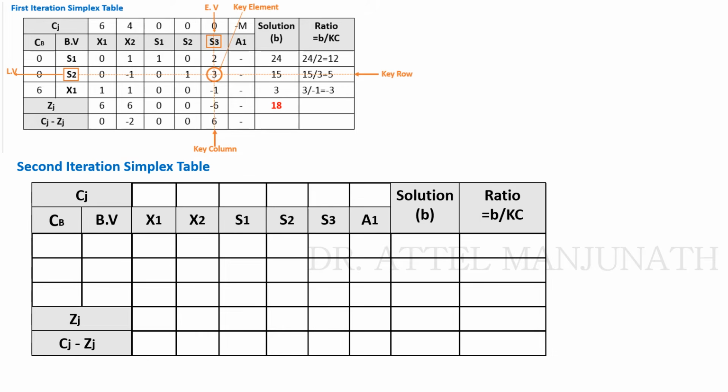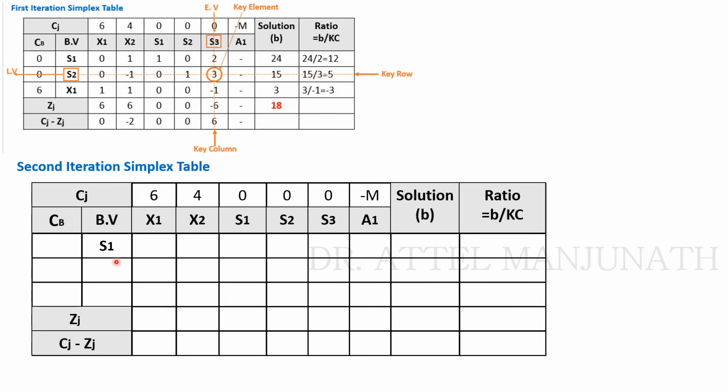Now in this step, we will prepare the second iteration simplex table. We are taking the information from the first iteration simplex table. Before writing the coefficients of all these values, first we need to write the coefficients of the objective function here: 6, 4, 0, 0, 0 and minus M.